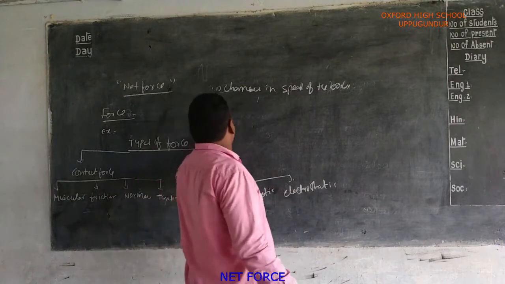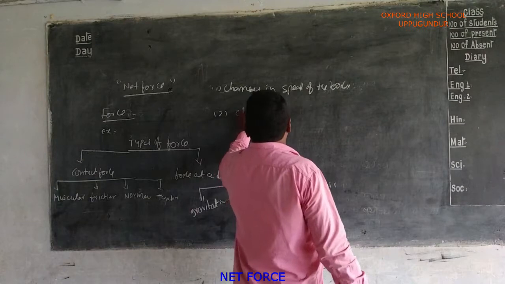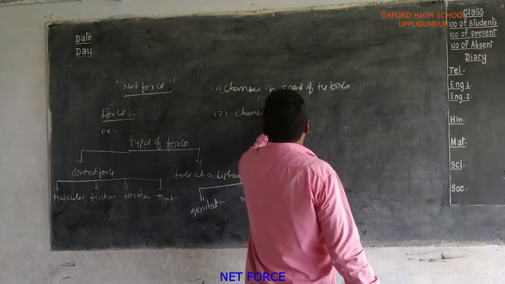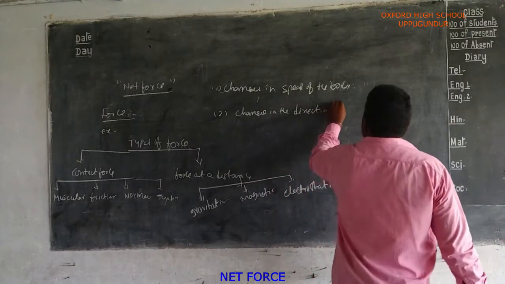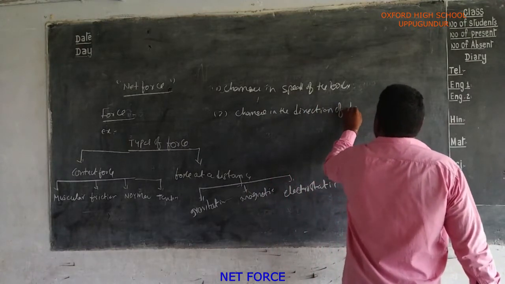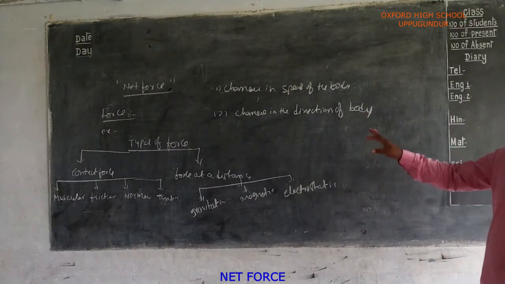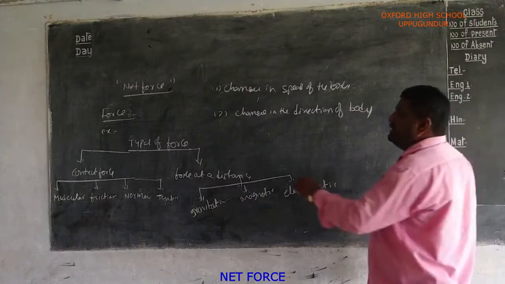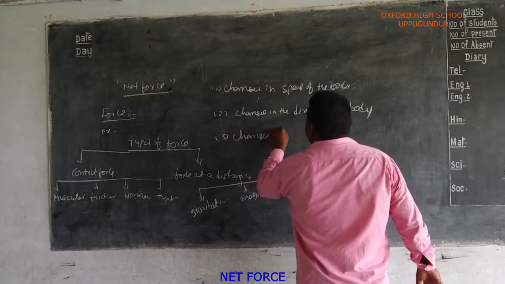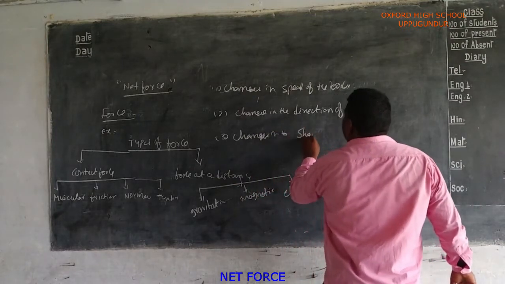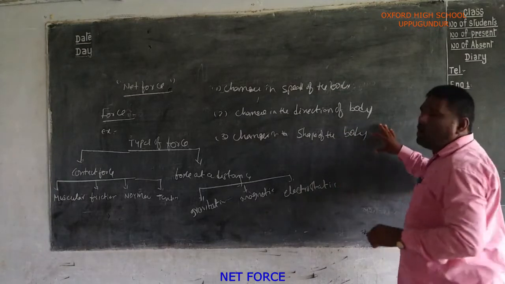Second one is the change in direction of the body or object. Third one is the change in shape of the body. These are the topics.